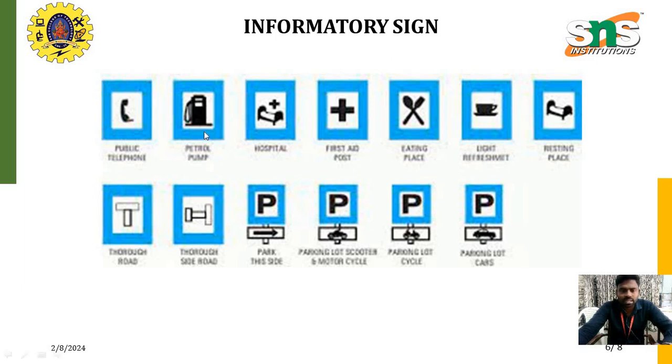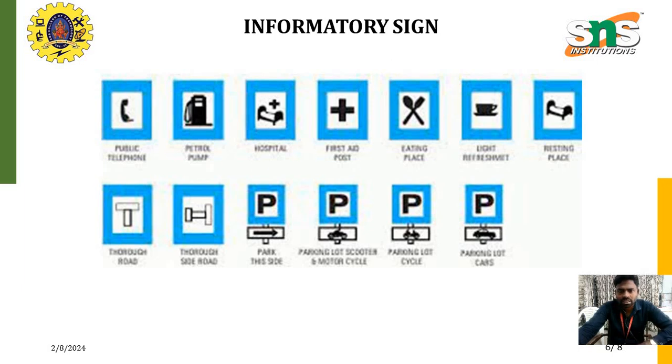Then the next one is the cautionary sign. These cautionary signs indicate where we can go, for example a sudden left, a sudden right, and a hill. Such information is indicated by the cautionary sign. Also, schools and colleges nearby are indicated by the cautionary sign. The third one is the informatory sign.